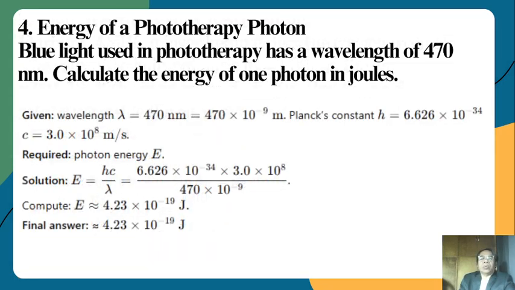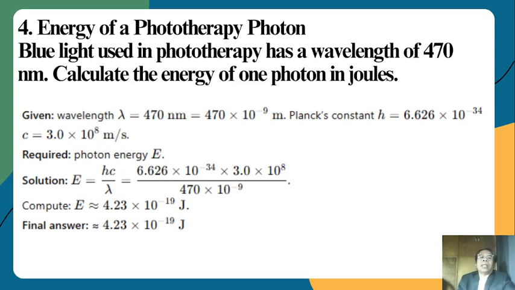Let's go now to problem number 4. Energy of a phototherapy photon. Blue light used in phototherapy has a wavelength of 470 nanometers. Calculate the energy of the photon in joules.